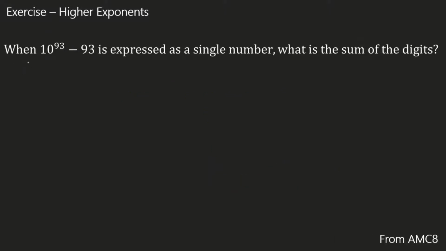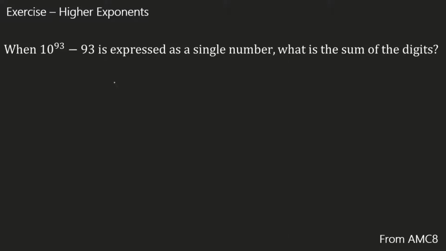Let's take a look at this problem. When 10 raised to the 93rd power minus 93 is expressed as a single number, what is the sum of the digits? Now take a look here. 10 raised to the 93rd power. That's simply 1 followed by 93 zeros.